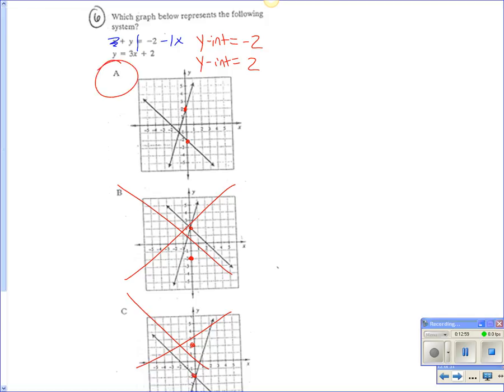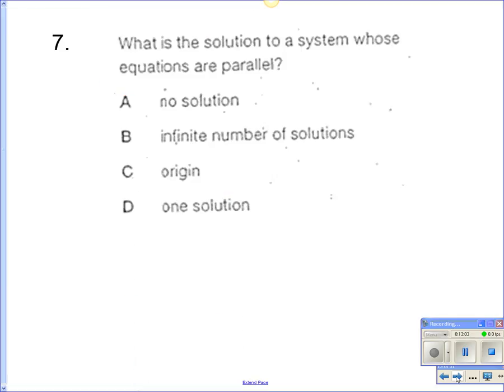Any questions? Raise your hand, please. Number 7, what is the solution to a system whose equations are parallel? Katie. Very good.